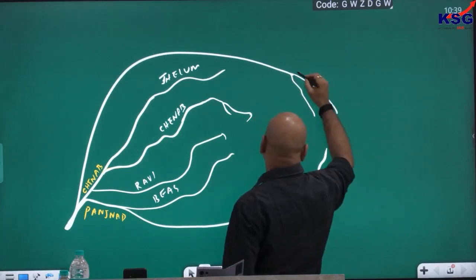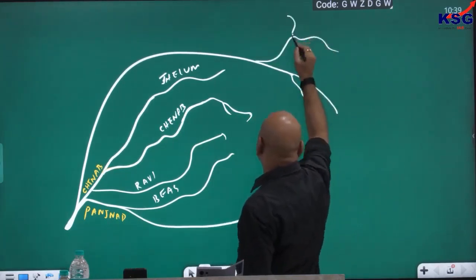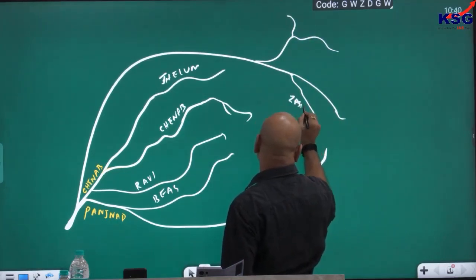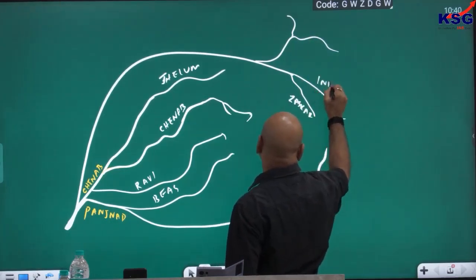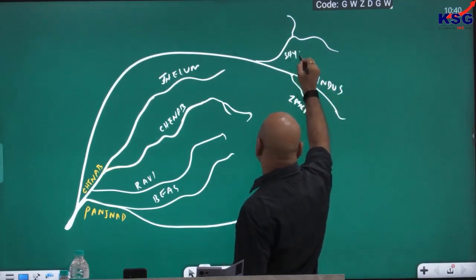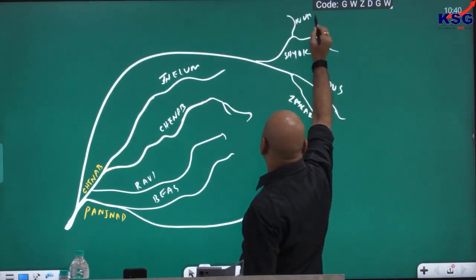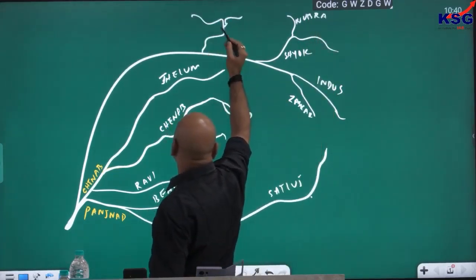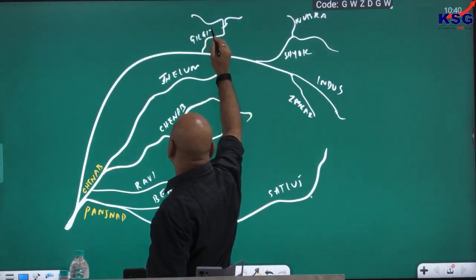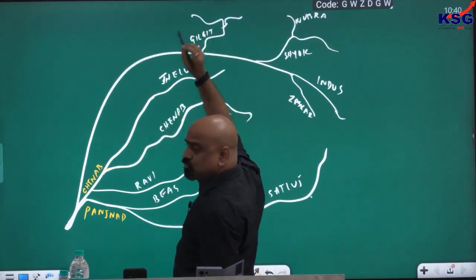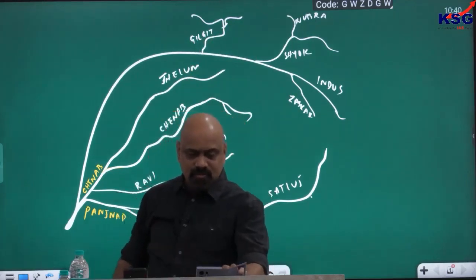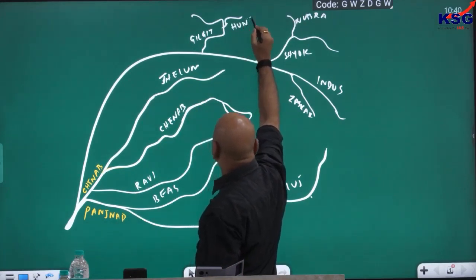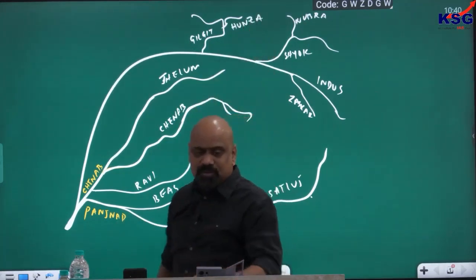Here I have drawn a river like this. This river is Jaskar. Here it is Indus. This is Shyok. This one is Nubra. Here I have written like this. This here is Gilgit. Here it is Hunja. Gilgit river, and this one is Hunja. I have already drawn this.